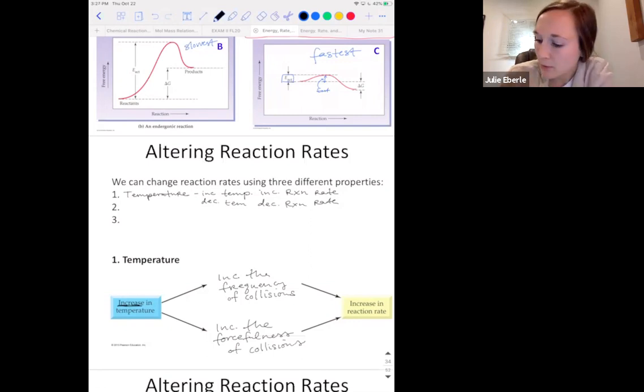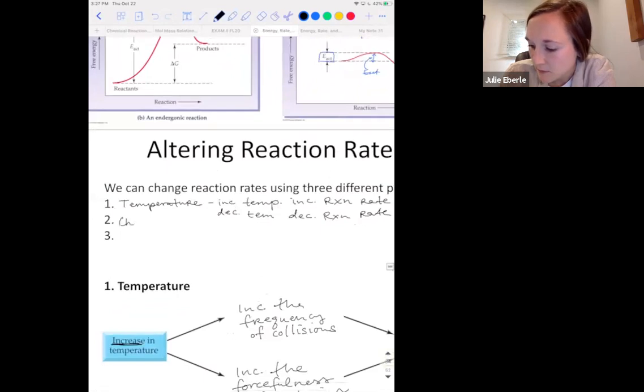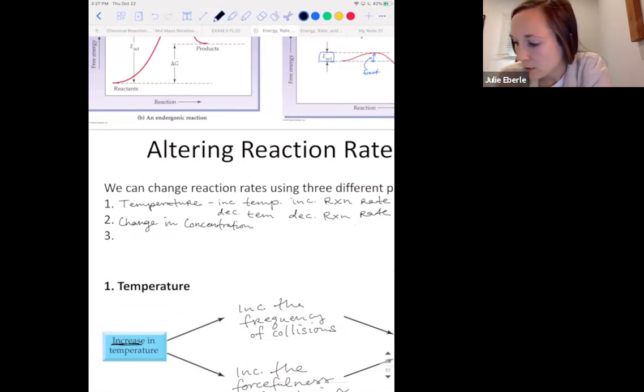All right, the second property is changing the concentration. What do I mean by that? Changing the concentration of the reactants, of your reactant molecules.